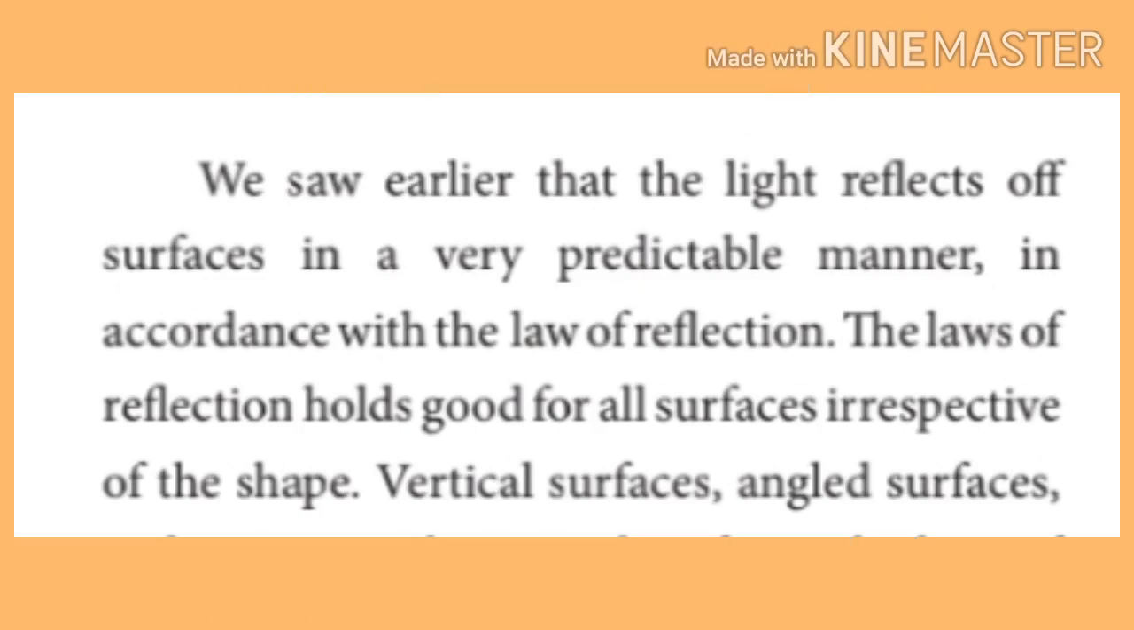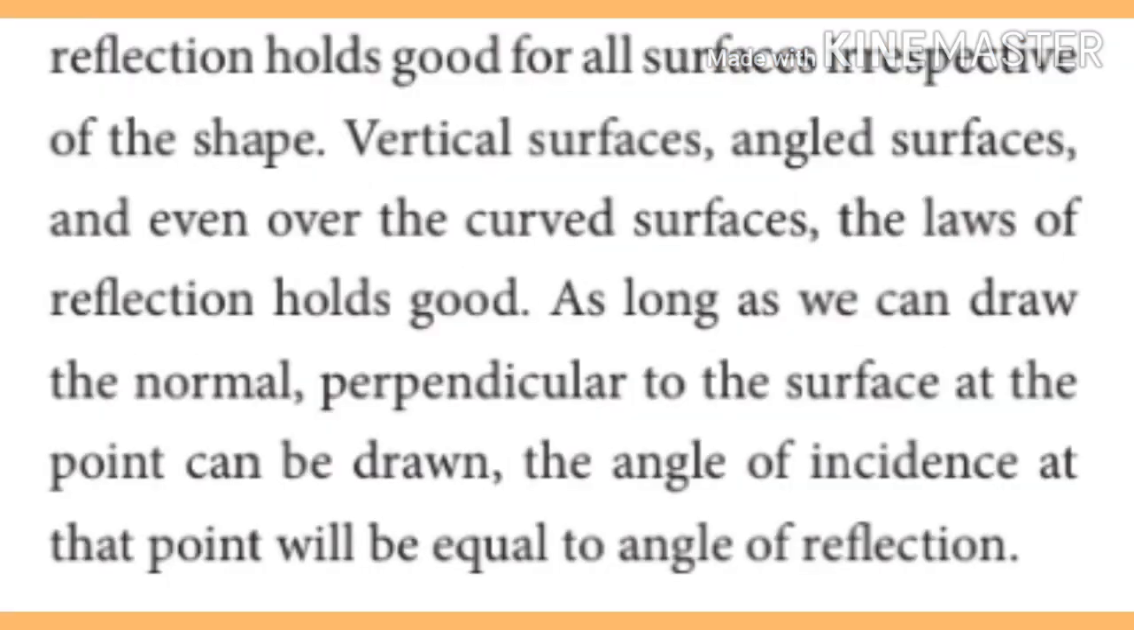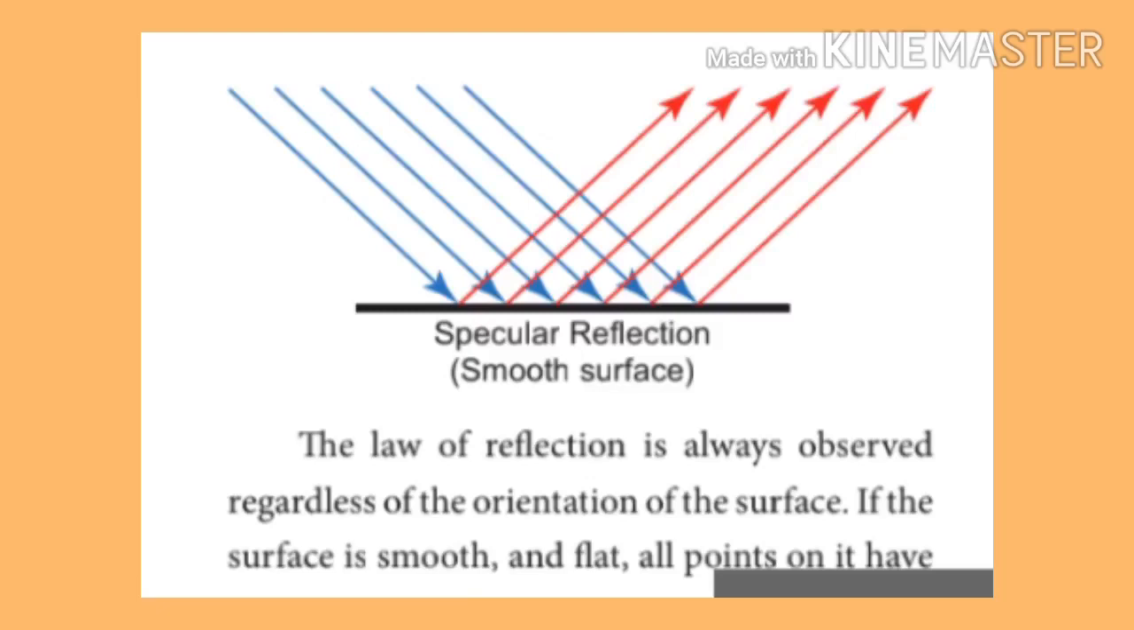We saw earlier that light reflects off surfaces in a very predictable manner in accordance with the law of reflection. The law of reflection holds good for all surfaces irrespective of the shape: vertical surfaces, angled surfaces and even curved surfaces. As long as the normal perpendicular to the surface at the point can be drawn, the angle of incidence at that point will be equal to the angle of reflection. The law of reflection is always observed regardless of the orientation of the surface.